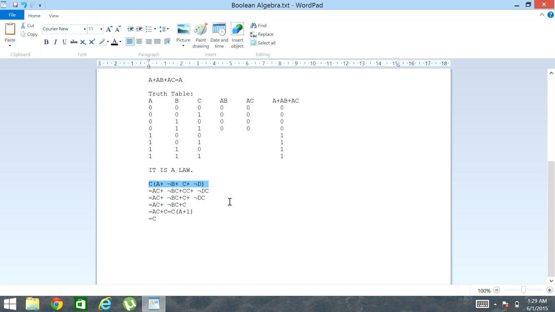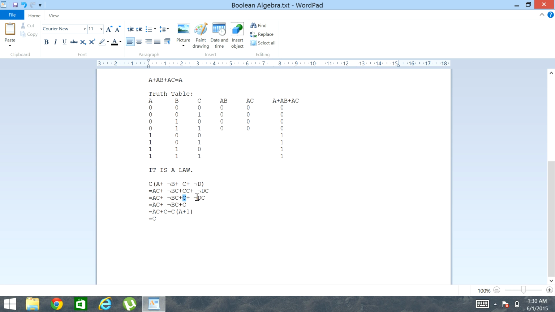Now distributive law, expand, you get AC plus B negated C plus CC plus D negated C on this line. So the CC is just C, so the whole thing is AC plus B negated C plus C plus D negated C. It's the same as the previous step, but CC has been written as C.